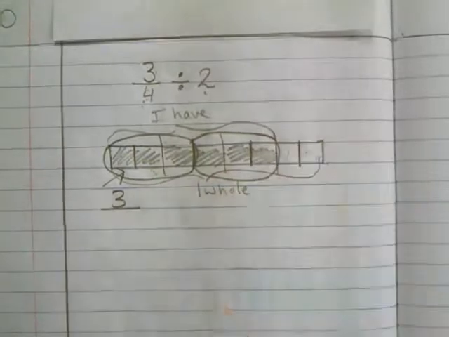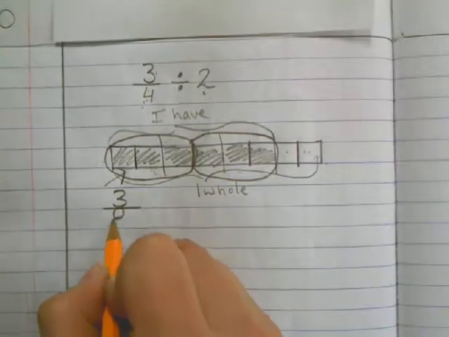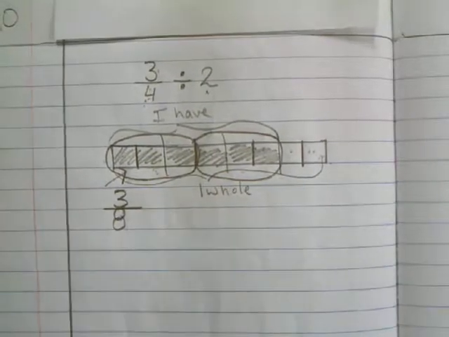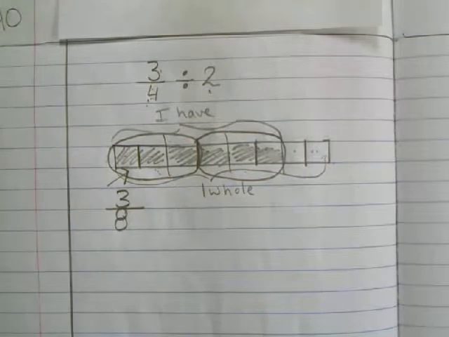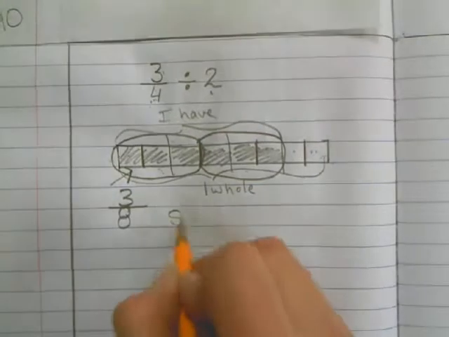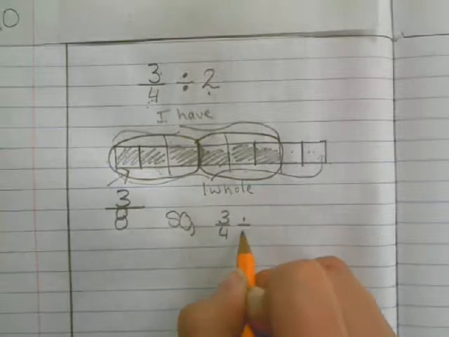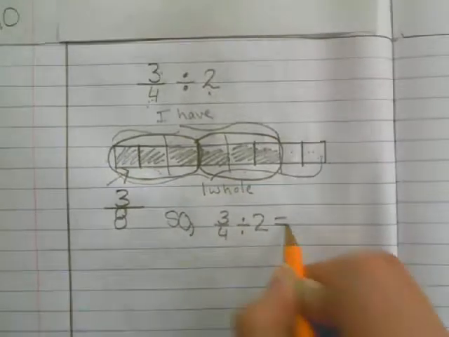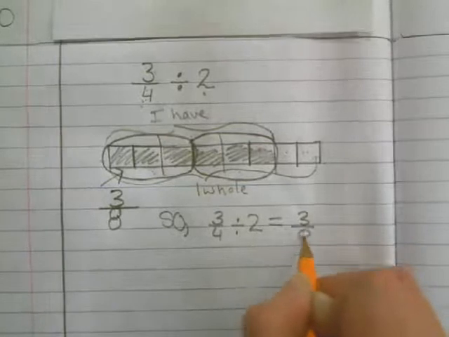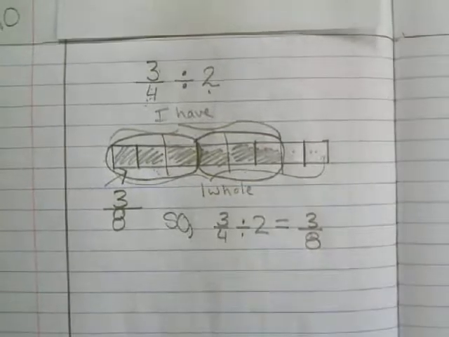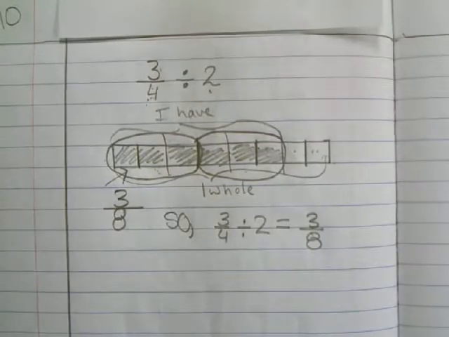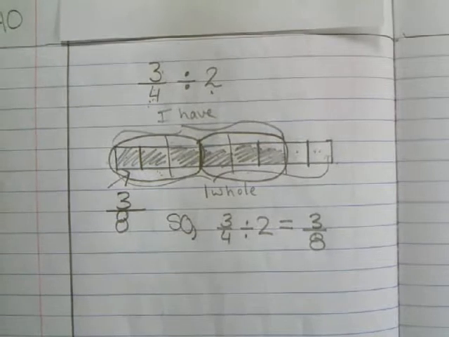Does that make sense? Yeah. So, my answer then, 3/4 divided by 2 equals 3/8. Okay? Questions? We okay with that? Okay, I'm going to stop recording.